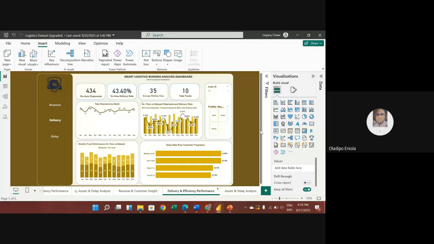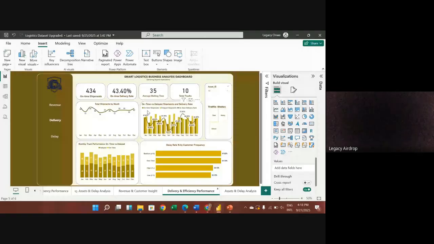So look at this on-time versus delayed shipment and delivery rates. And this chart, if I look at this, I don't even know what it is saying for you. Is it this one? On-time versus delayed shipment and delivery. Okay.